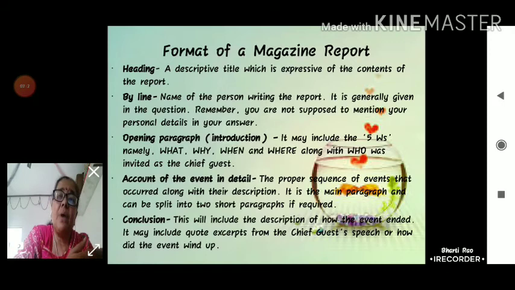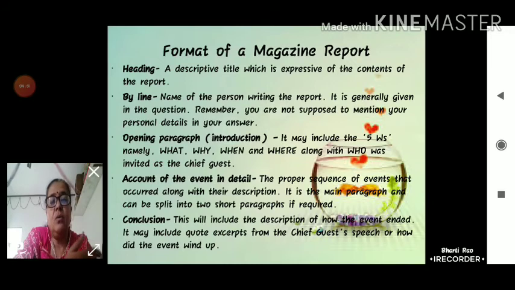जैसे आप सबसे पहले किसी को वेलकम करते हैं, तो you have to write first the welcoming part, then after the welcome, what was the function, then whatever speech was given. That is how report writing should be done. It should go in sequence. And the third thing is the conclusion. This conclusion will include the description of how the event was. कैसा event था, उसका conclusion.